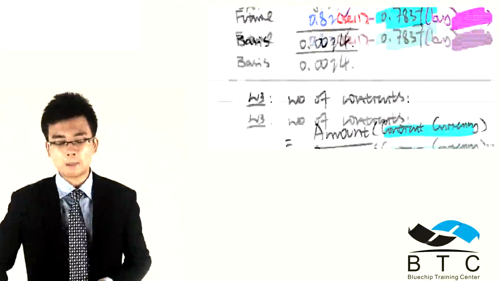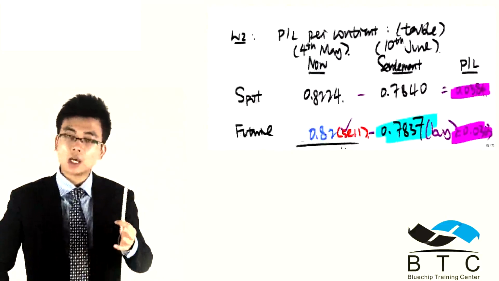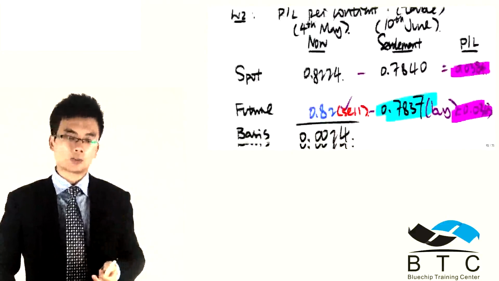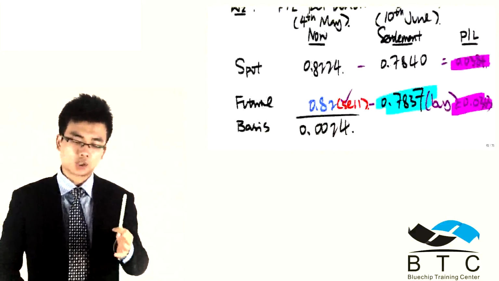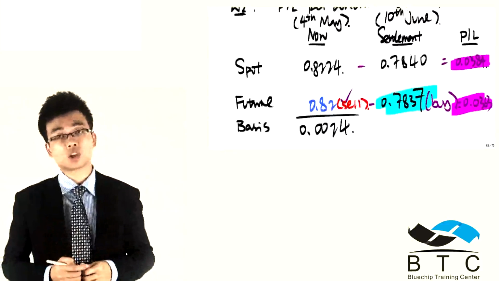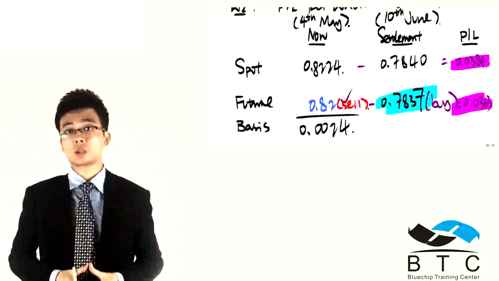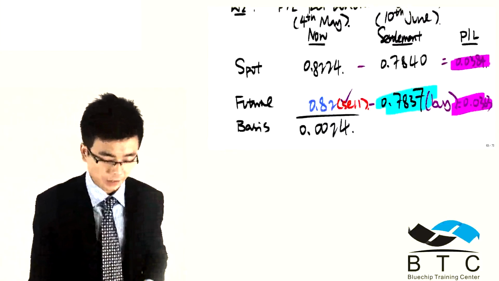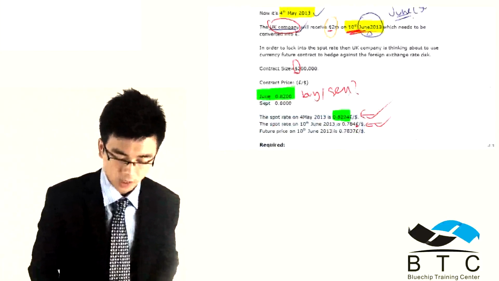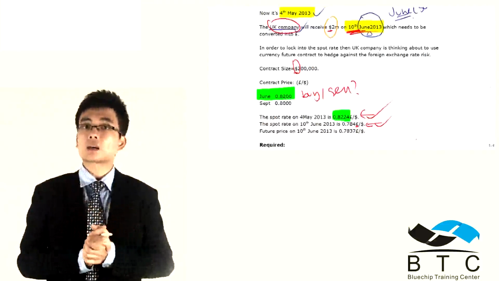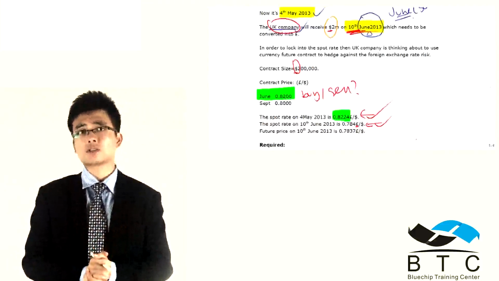But in this case it's okay, but the imperfect hedge creating the outcome here will be because of the changes in the spot rate that's not equal to the changes in the futures rate. So this is called the basis risk. Okay, so this will be the basic concept behind the futures contract.